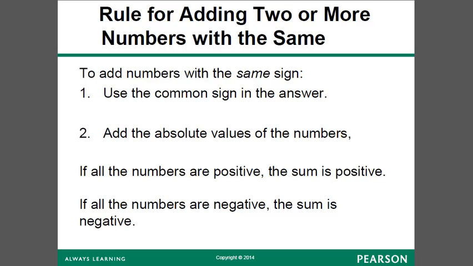If they have the same sign, then use the common sign in the answer. Add the absolute values of the numbers. If all the numbers are positive, the sum is positive. If all the numbers are negative, the sum will be negative. Let's look at an example.